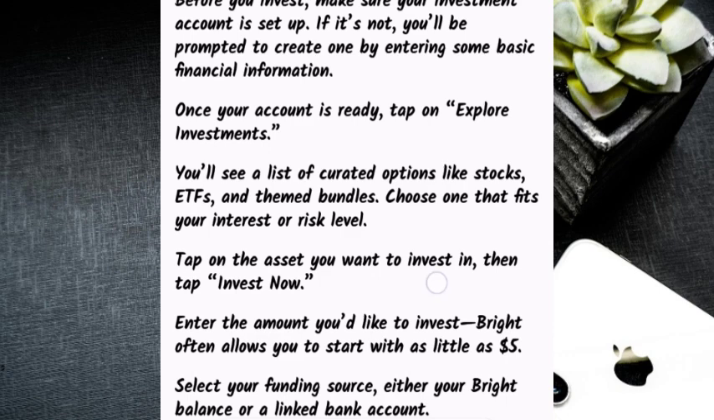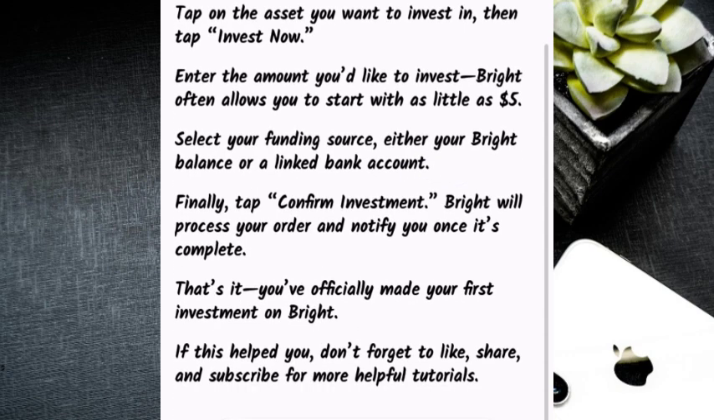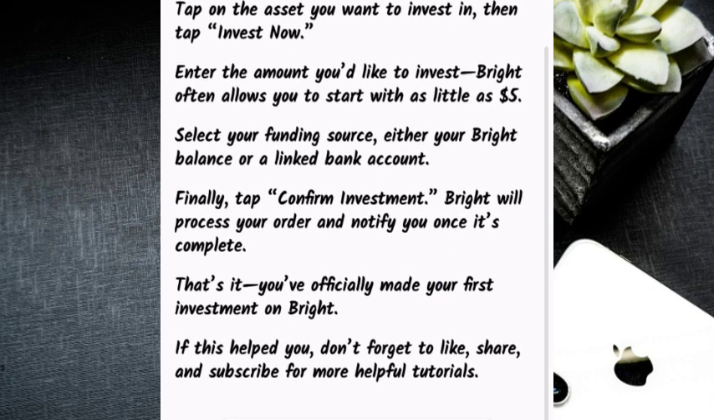Enter the amount that you'd like to invest. Bright often allows you to start with as little as $5. Select your funding source, either your Bright balance or a linked bank account. Finally, tap Confirm Investment. Bright will process your order and notify you once it's complete. And that's it. You've officially made your first investment on Bright.